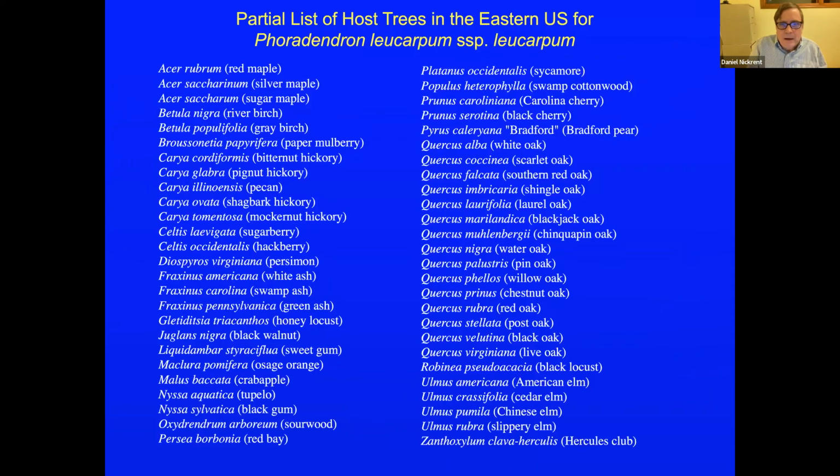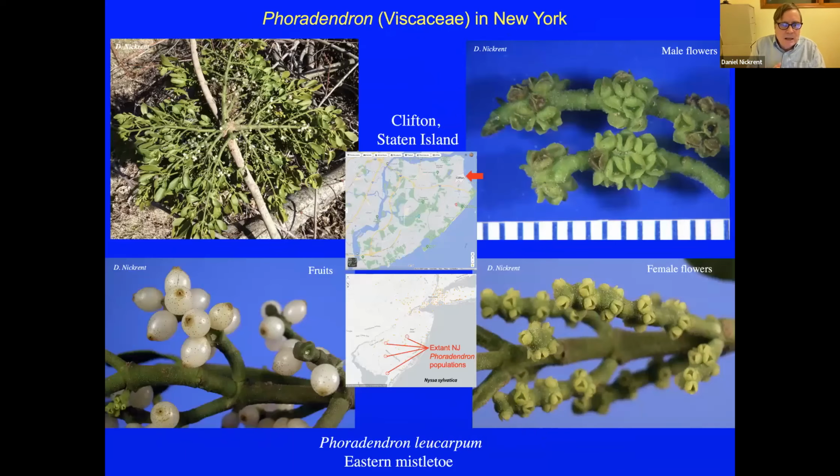Okay, now, finally, mistletoes, the group that I spend most of my time and energy on. Here's the one that's probably most common in Eastern North America, Phoradendron leucarpum, the Eastern mistletoe. It occurs all through Virginia, down through Florida, over to Texas, even all the way out to California. There's been some taxonomic changes. Some people don't agree it's all one species, but the molecular data show that it is.